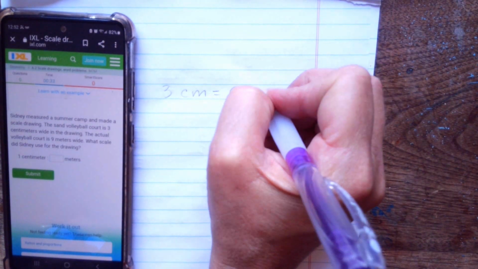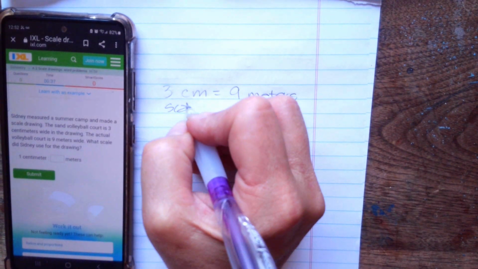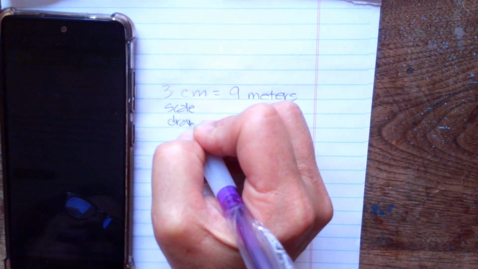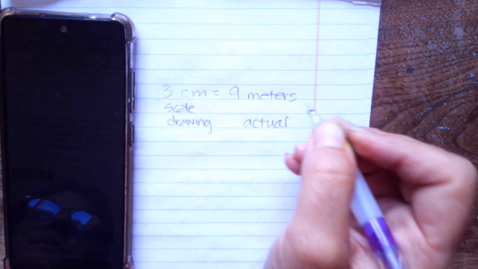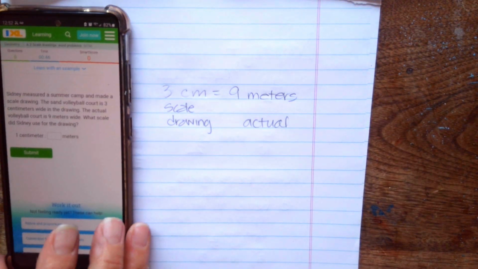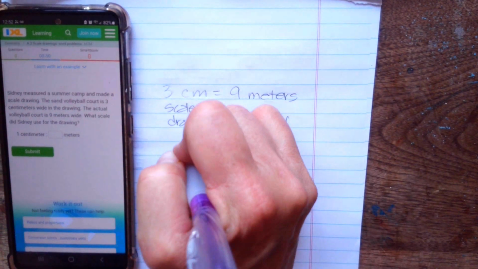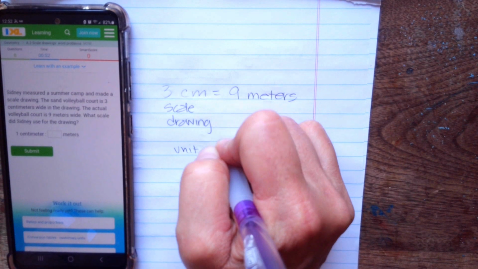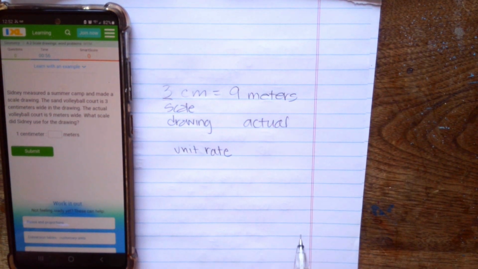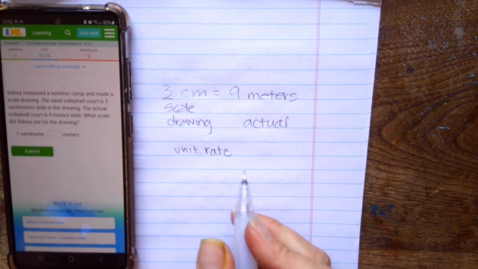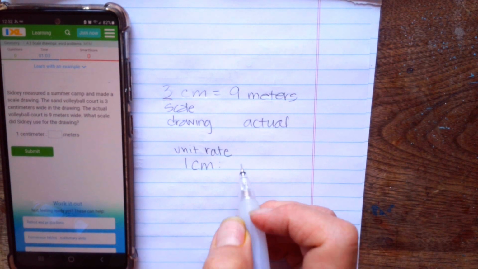Actual. So this was her scale drawing and this was her actual. So what we're going to do is, it's like finding the unit rate. So we want to find out how many would be 1 centimeter. So if it's 3 centimeters, we want to find 3 centimeters equals how many meters.